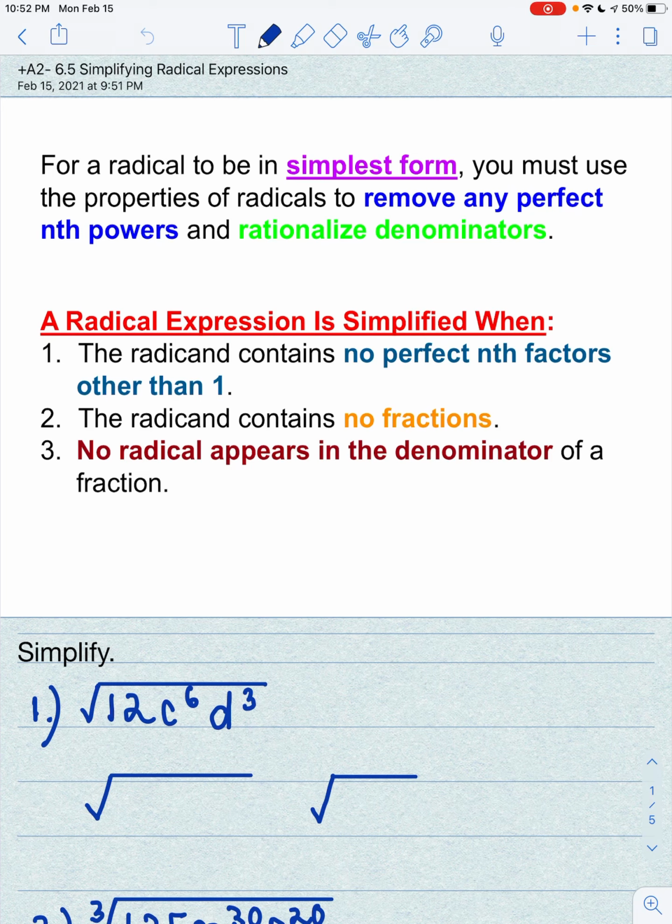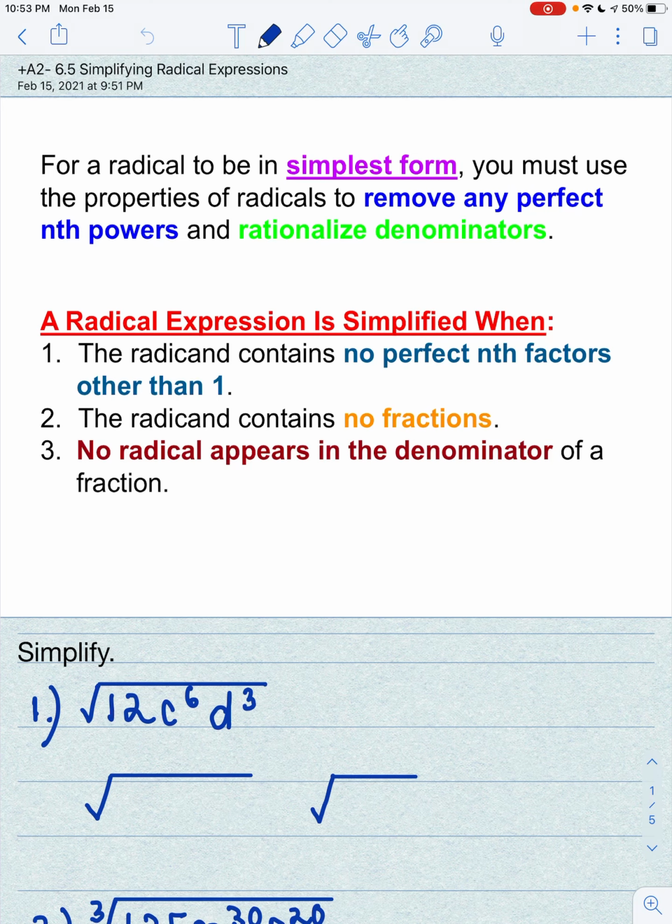So a radical expression is simplified when three things are true. First, the radicand contains no perfect nth factors other than 1. 2, the radicand contains no fractions. And 3, no radical appears in the denominator of a fraction. So we're going to look at some examples.